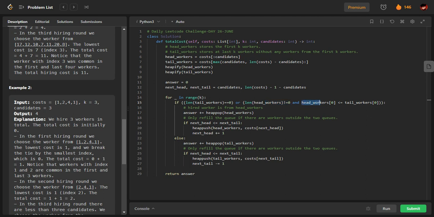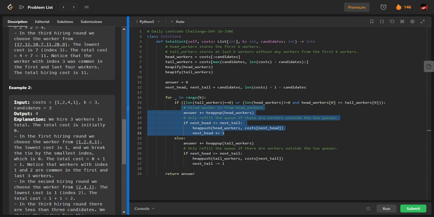And then we check the minimum, remember it's a minimum, right? If the smallest element of the head workers is either less than or equal to the smallest element of the tail workers, then we have to take that one. That means we take the smallest element from the head workers and add its cost to the answer. Remember that I have told this already, right?